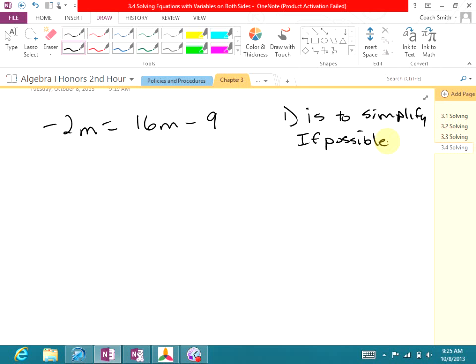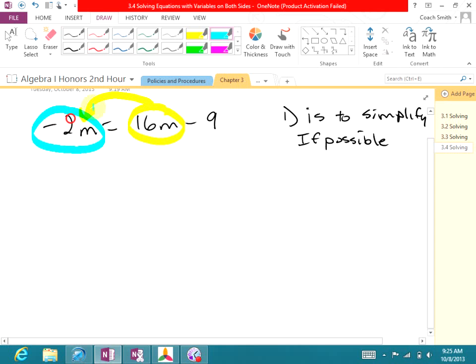Now, what I have to do here is take one of the variables over to the other variable. I can either take this 16m over here, or I can take the negative 2m over here. Either way, if you mathematically do it properly, it's going to be the same answer. Now, what I'm going to do is take this over to the other side.